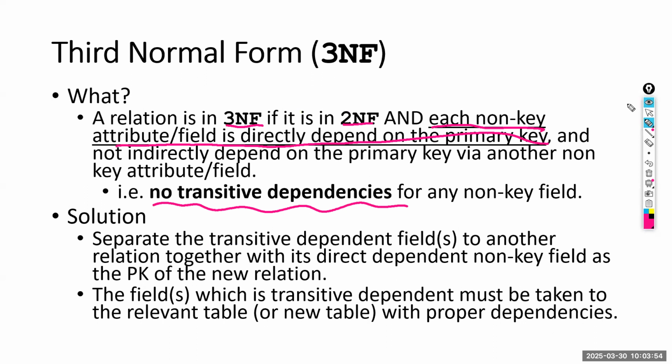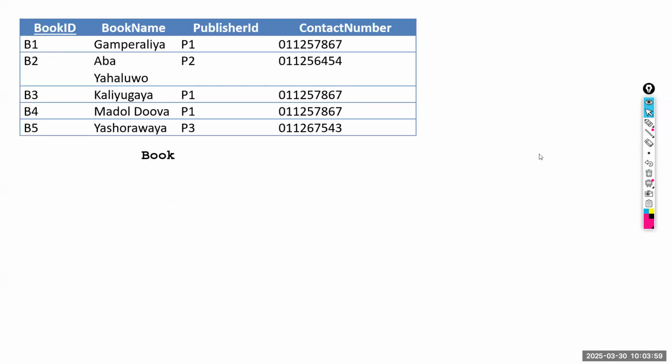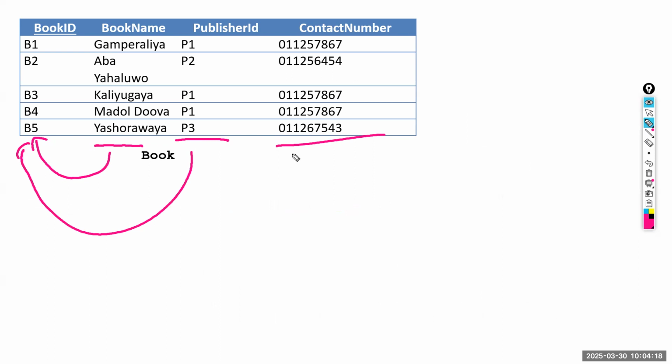Right? I will explain the solution, but let's take an example. So this is a table called book. So there we have three non-key fields. Now all your non-key fields must directly depend on the primary key. If so, it is in third normal form. But if it does not, rather it depends on something else, and that something else depends on the primary key, then we say there's a transitive dependence.